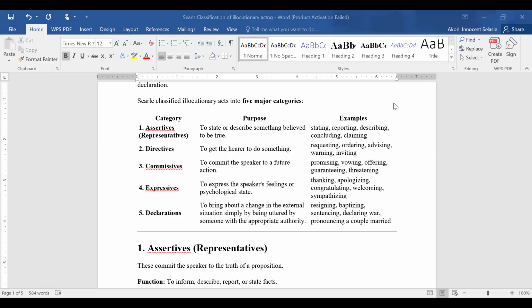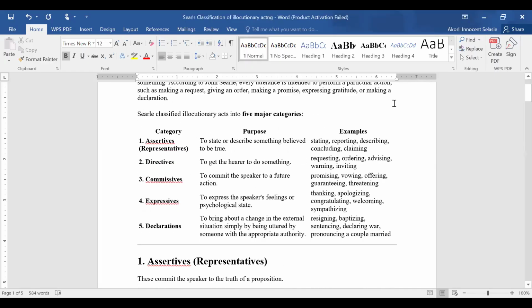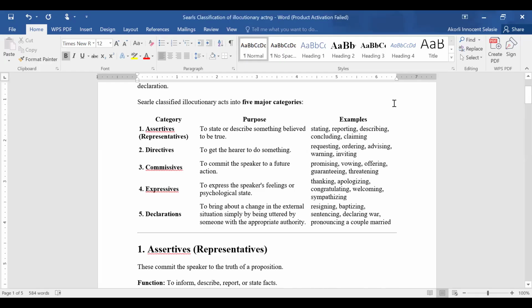So look at it. If you look at these things, assertives, you're just expressing something that you see, like the truth or what you see happening in the world. Directive comes from the word direct, to direct somebody: requesting, ordering, advising. Commissives: if I say I'll buy you bread, I've committed myself because you promise for the future. Expressive is psychological state. Declaration has to do with authority.